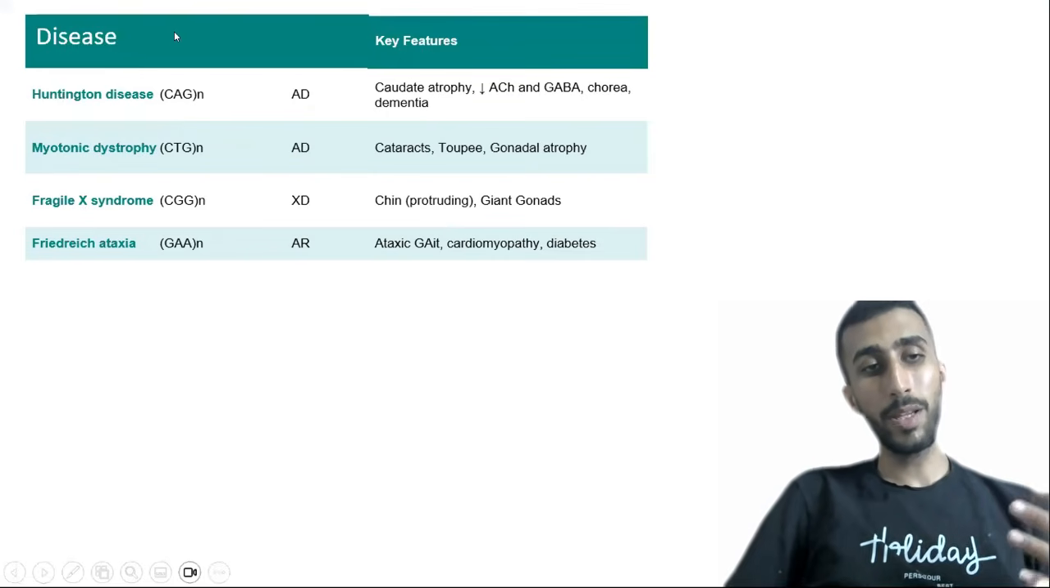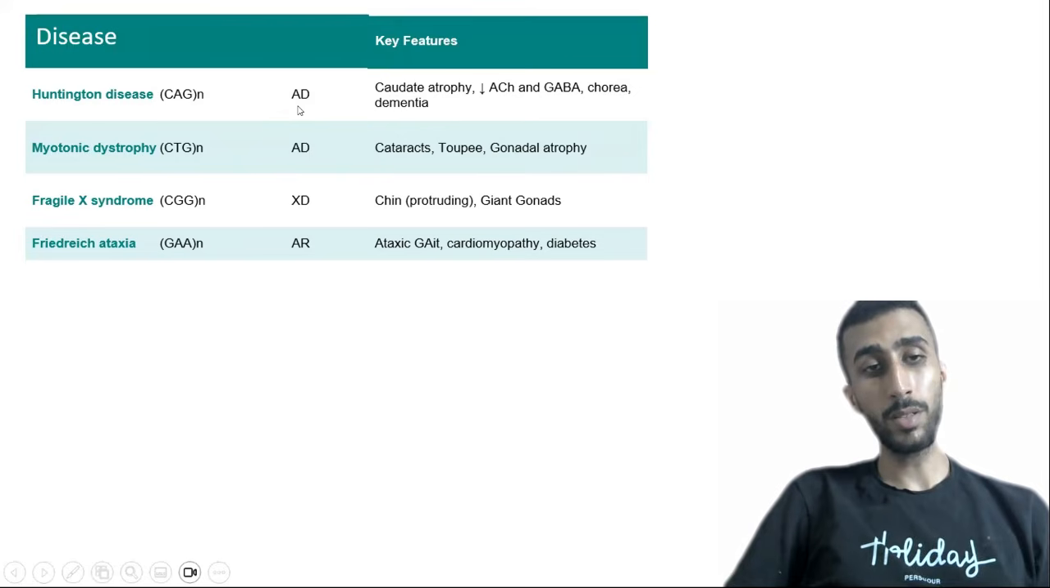So to recap, trinucleotide repeat disorders, first is Huntington disease. Remember, Huntington disease was under the classification of dementia, and it has psychiatric symptoms along with the chorea. This occurs due to defects at the caudate level. So there is a caudate atrophy, and there is a decrease in acetylcholine and GABA.